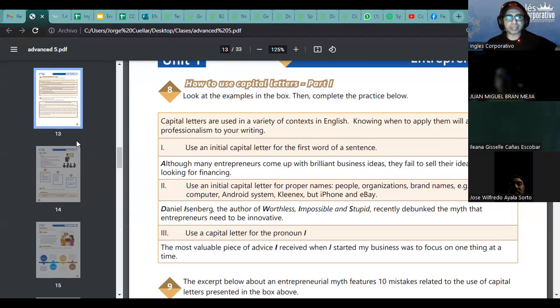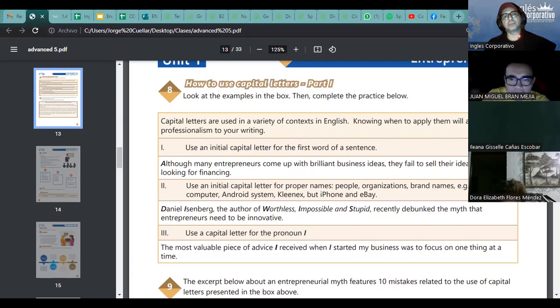Let's see then. We're going to read. Let's see who can help me reading. Juan Miguel Brand, could you please help me reading the chart? Okay, sure. Unit 1, number 8, how to use capital letters, part 1. Look at the examples in the box, then complete the practice below. Capital letters are used in a variety of contexts in English. Knowing when to apply them will add more professionalism to your writing.